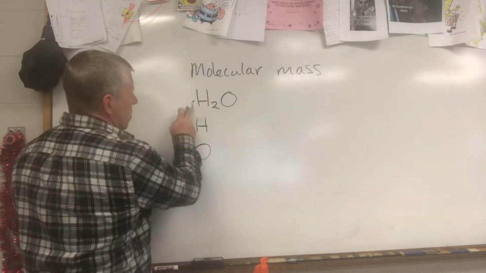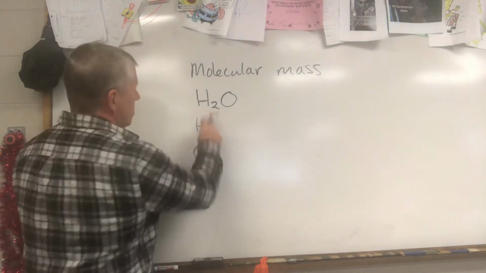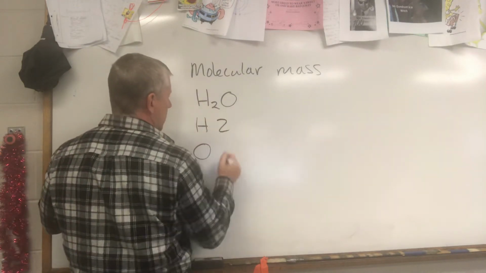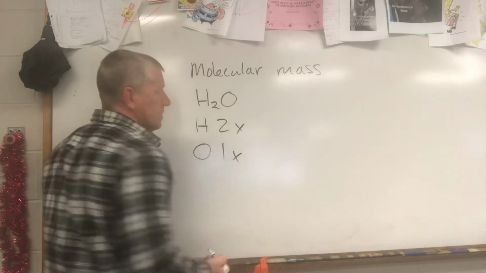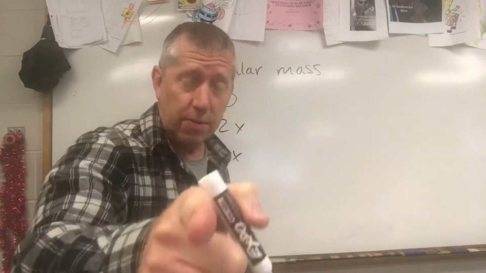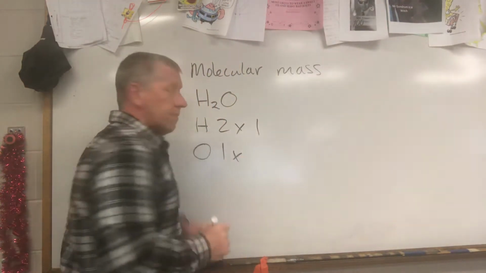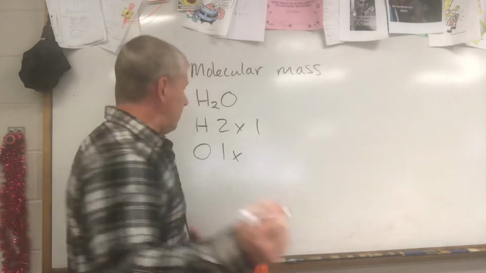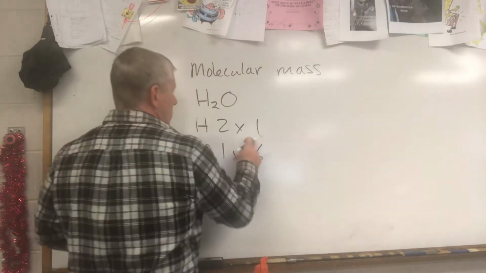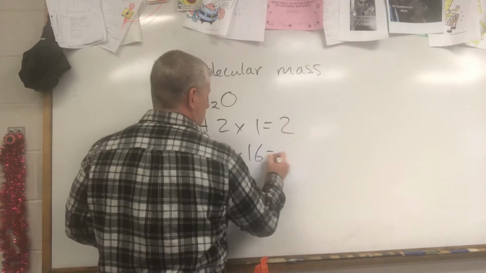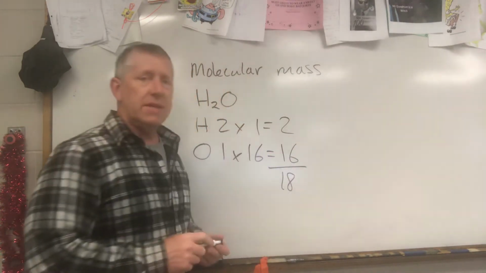Here's what we do. Write down the elements that we have in the compound. Write down how many we have. 2 hydrogens, 1 oxygen. Multiply by the mass off the periodic table. And we're going to round these to whole numbers. Round off hydrogen to a whole number, it's 1. Round off oxygen to a whole number, 16. All right, do the math, multiply. 16 and 2, add them together, boom, we get a mass of 18.